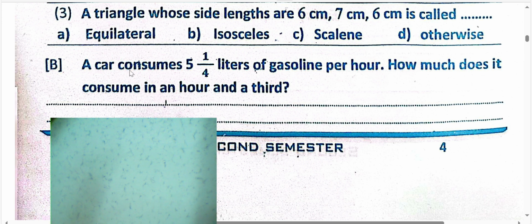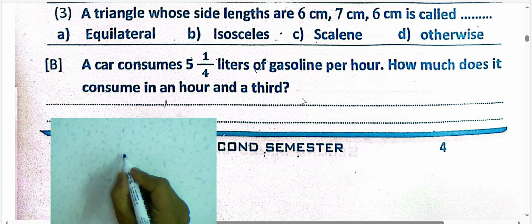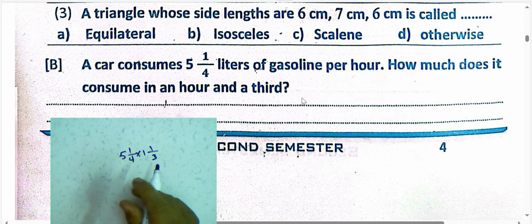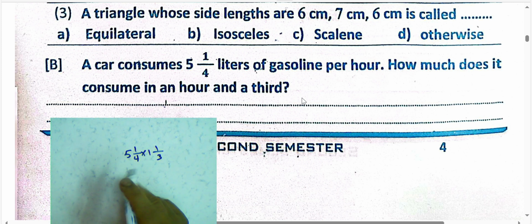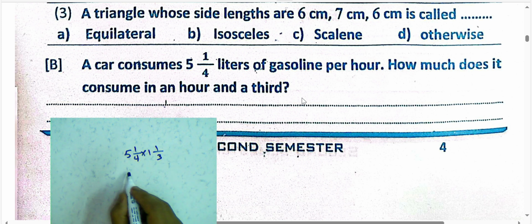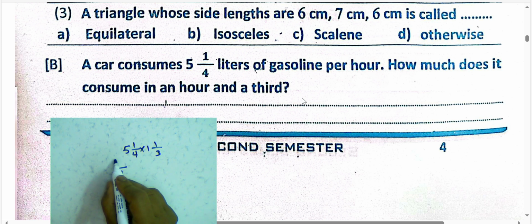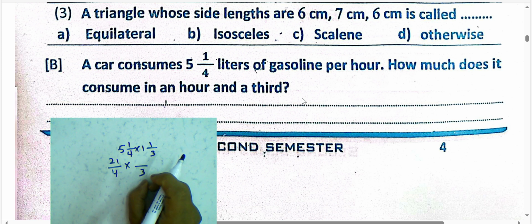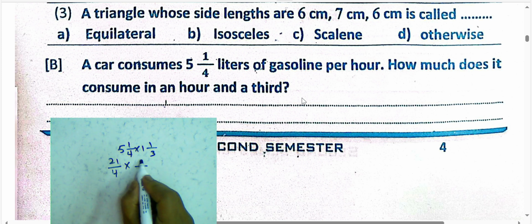Next question, letter B. A car consumes 5 gallons of fuel per hour. How much does it consume in an hour and a third? We have 5 times 1 1/3. It means it consumes this amount in gallons in 1 hour. When I have 1 and a third, I have a product. Let me convert here, my dears: 3 times 1 is 3, plus 1 equals 4, so 1 1/3 equals 4/3. Convert the mixed number to an improper fraction, with 3 in the denominator.